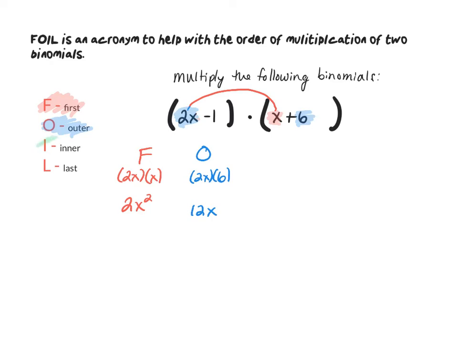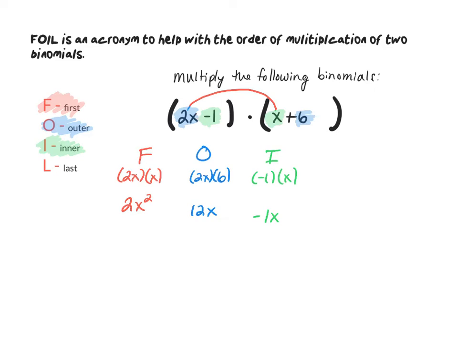For our inner step, we're going to take the innermost term of each grouping. So this is closest to the middle for the first grouping. This is closest to the middle for the second grouping. So our inner terms, we would multiply -1 times x, and we would get -1x.